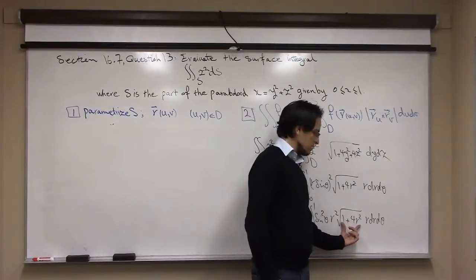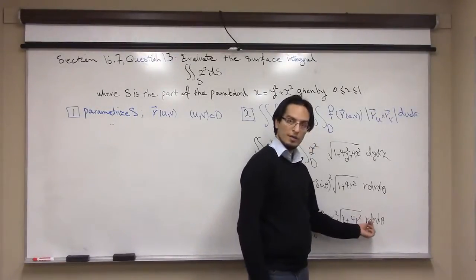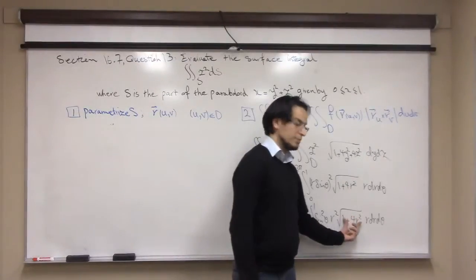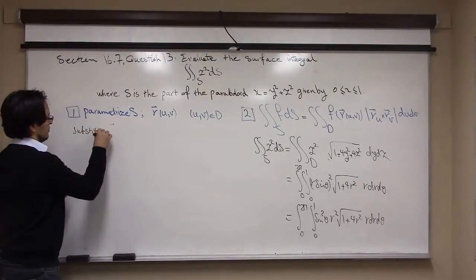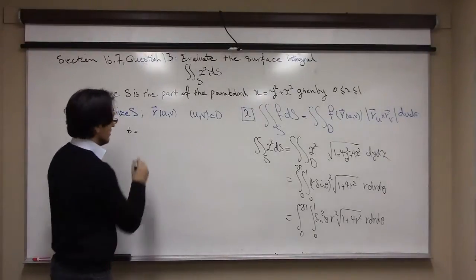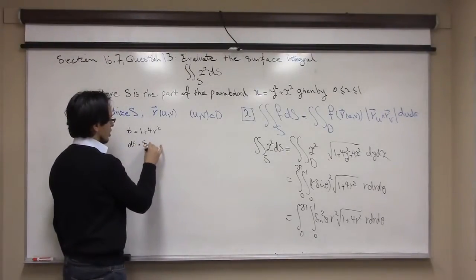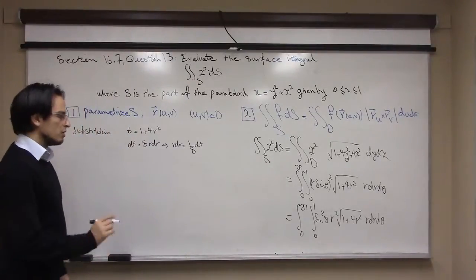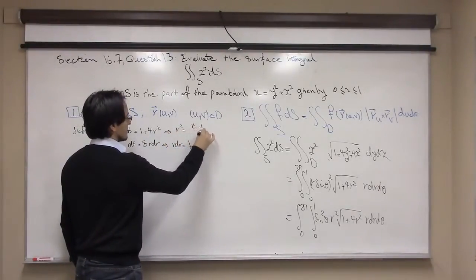Note that I have 1 plus 4r squared here, and its derivative is 8r. I have r here. If I divide by 8 and multiply by 8, I will get the derivative of this thing. And r squared also can be written in terms of 1 plus 4r squared. What I mean is use substitution. Set t to be 1 plus 4r squared. Then dt is going to be 8r dr, and from that r dr is going to be 1 over 8 dt. And also, I can solve this for r squared and get r squared is equal to t minus 1 over 4.